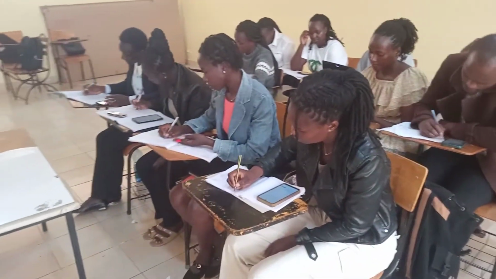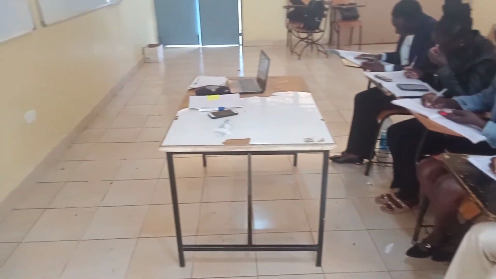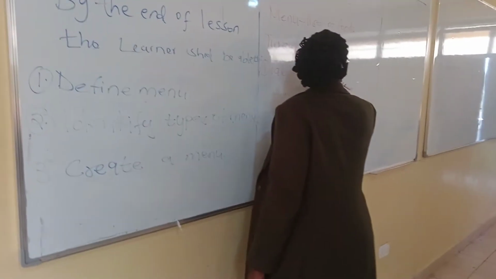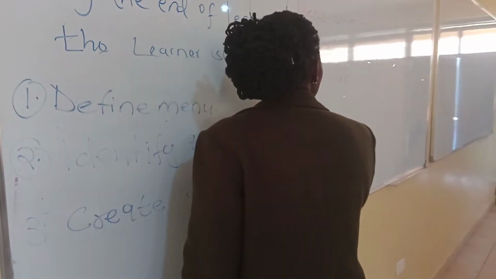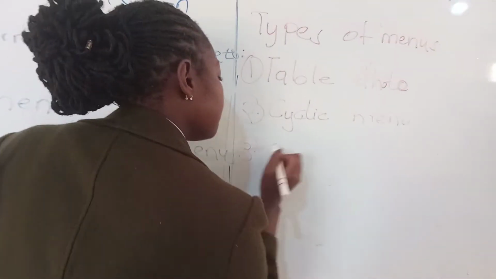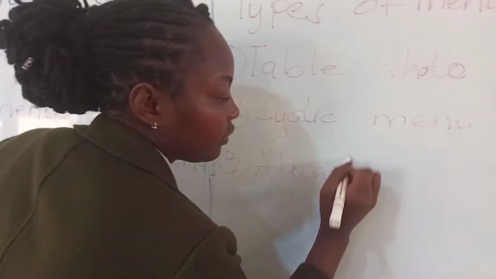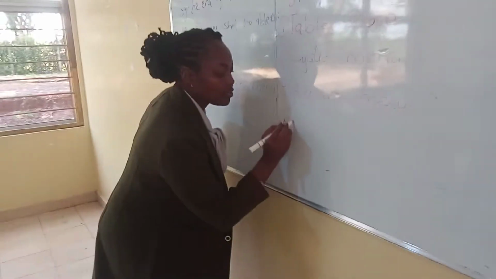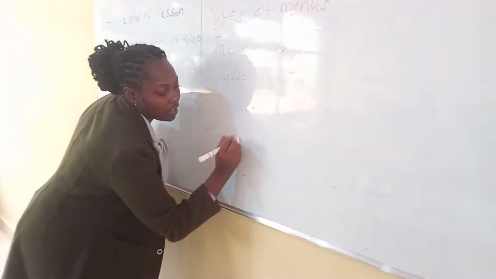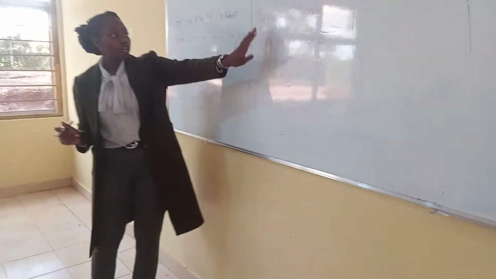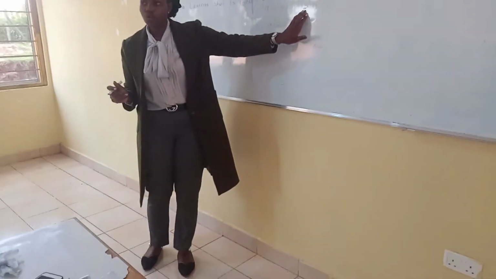Different types of menus. So one, we said we have the table-d'hote menus. Number two, we talked about the a la carte. Let me write it first. The a la carte menu. Number four, we have the kids menu. Okay, so let's discuss this for number one, the table-d'hote menu.